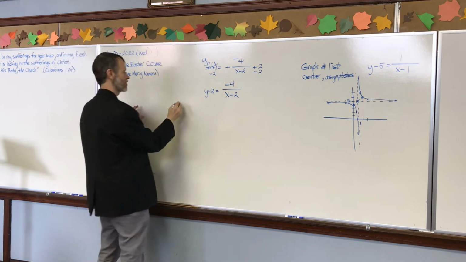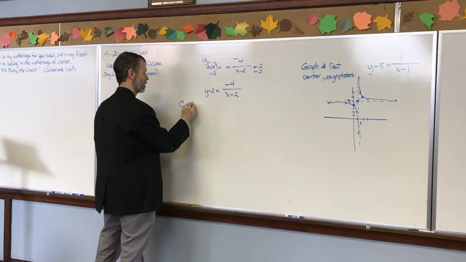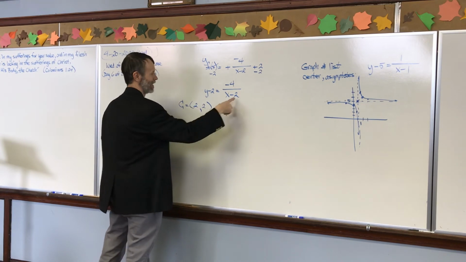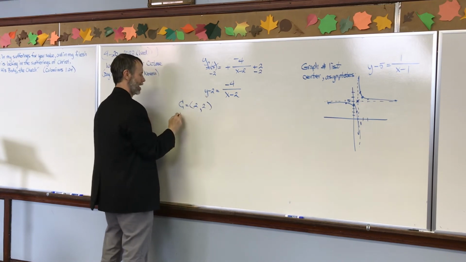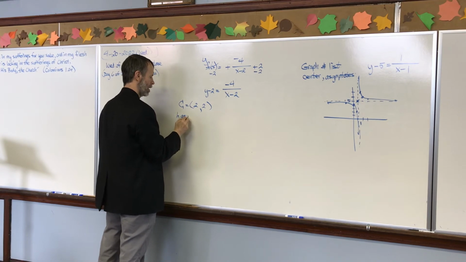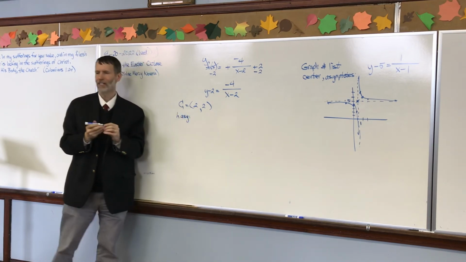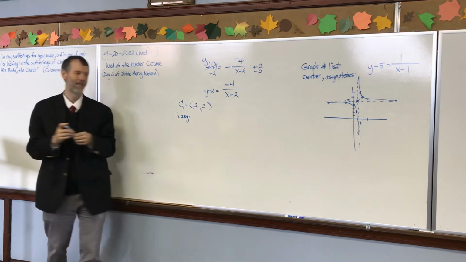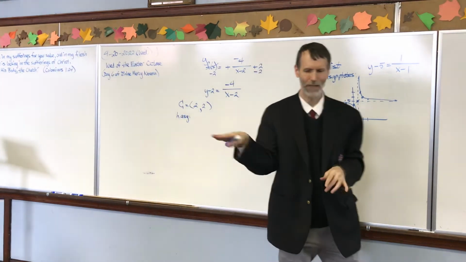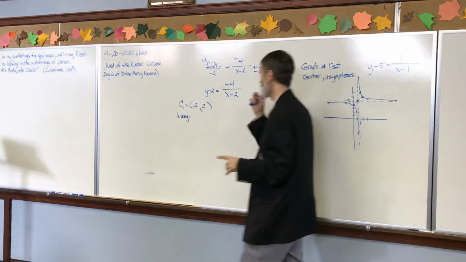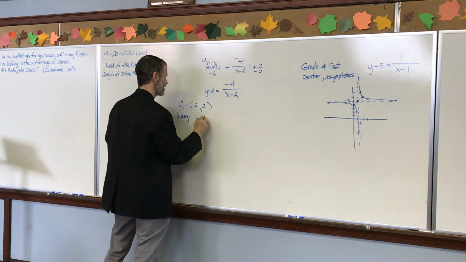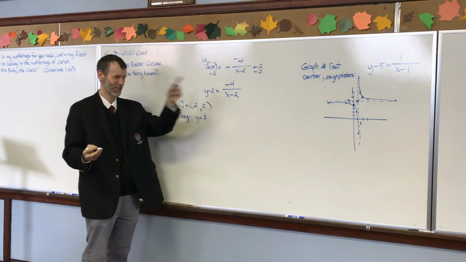Start from here. Where's the center? 2 comma 2. What is the horizontal asymptote? Horizontal lines, are they x equals or y equals? They're y equals. In this case, y equals what? Y equals 2. This is actually kind of a dumb problem because they're both the exact same number.